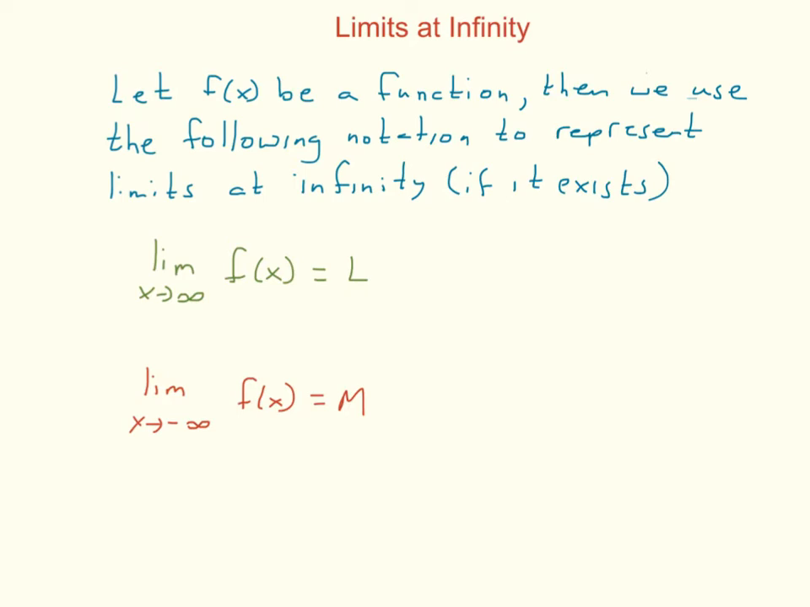Let's talk about what it means to be a limit at infinity. Now, this is provided that this limit does exist. We're going to let f of x be a function. Then we use the following notation to represent limits at infinity, again, as long as that limit does exist. The limit as x approaches infinity of f of x equals L. What that would then mean is that we would have a horizontal asymptote. The horizontal asymptote would be y equals L, whatever L happens to be. And if we're talking about the limit as x approaches negative infinity of f of x, if that equals m, then that means that there is a horizontal asymptote of y equals m.